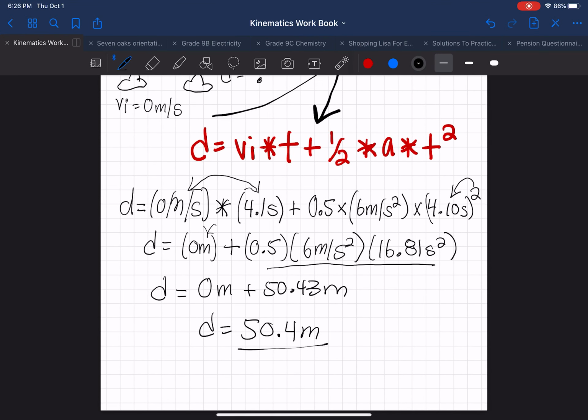So the solution reveals that the car has traveled a distance of 50.4 meters. I did round it down. For the last step of the problem-solving strategy, we have to check the answer to make sure it is reasonable and accurate. The value does seem reasonable enough: the car accelerates at 6 meters per second squared and will reach a speed of approximately 24 meters per second in 4.1 seconds. So this distance that we found, 50.4 meters, is very reasonable. Okay, so we did good. Good job, everyone.